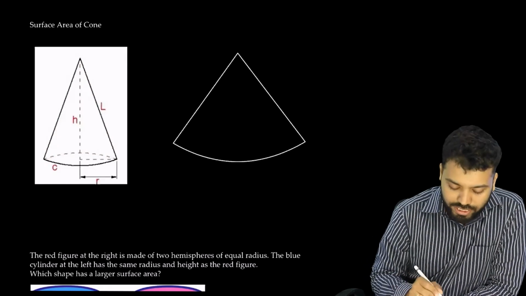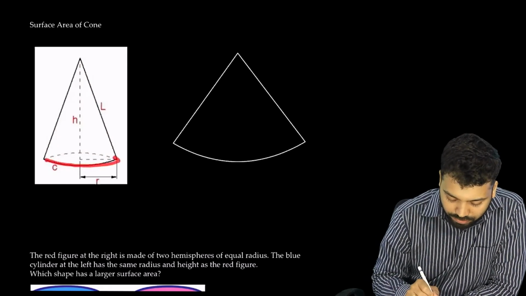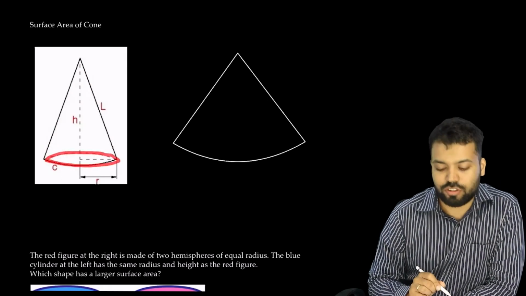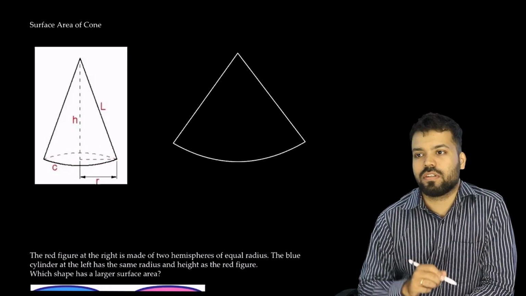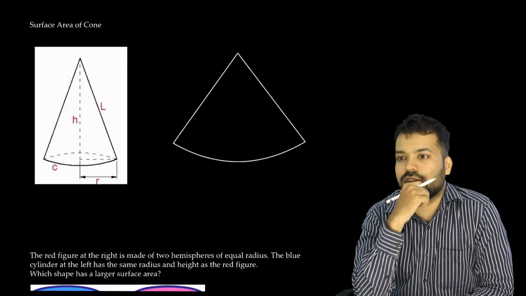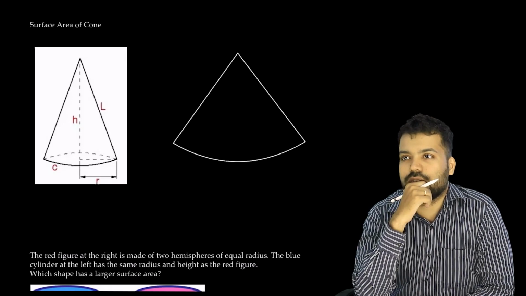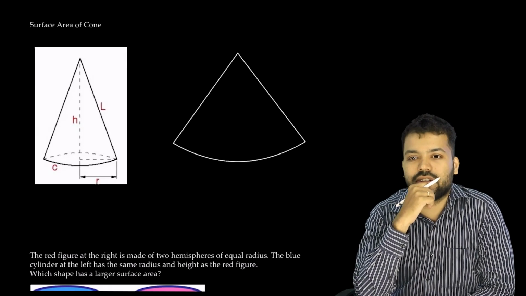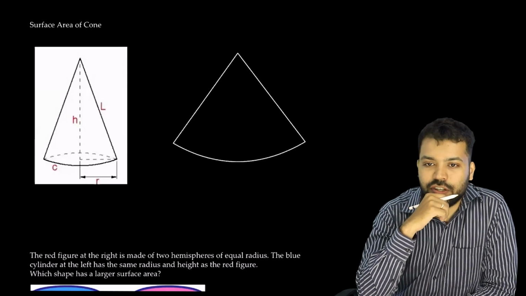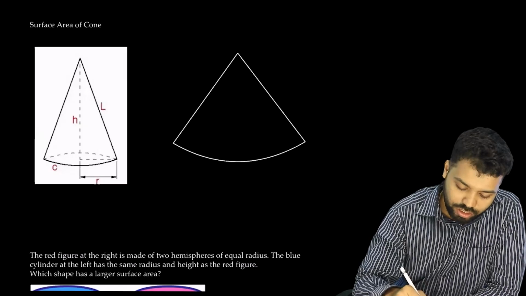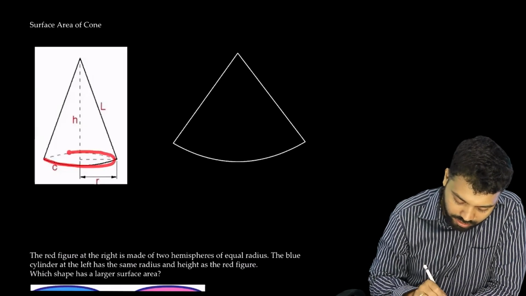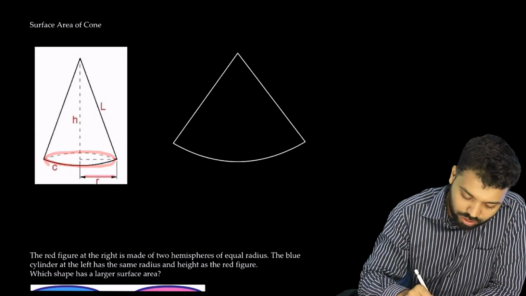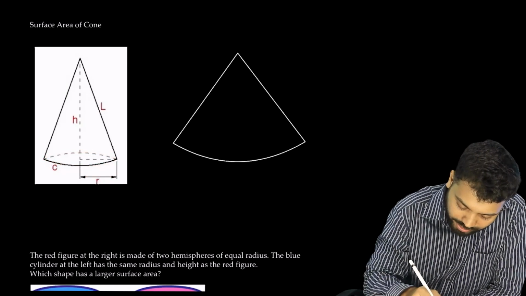Surface area of the base of the cone is straightforward. Can someone tell me what is the surface area of the base of the cone? Muralidhar? Pi r square. Yes, Satvika, you're also correct. It's pi r square because the base is a circle with the radius r. So surface area of the base of the cone is pi r square.